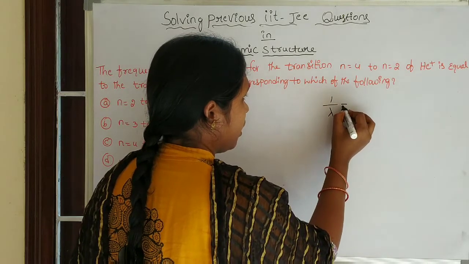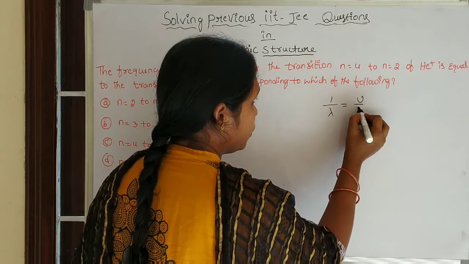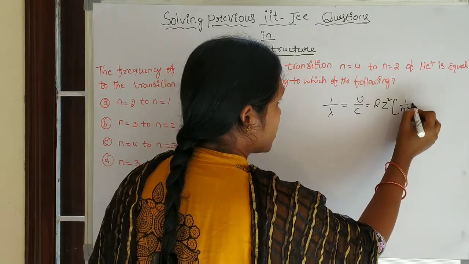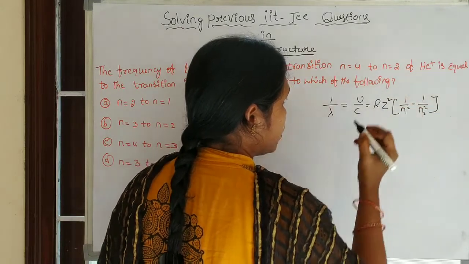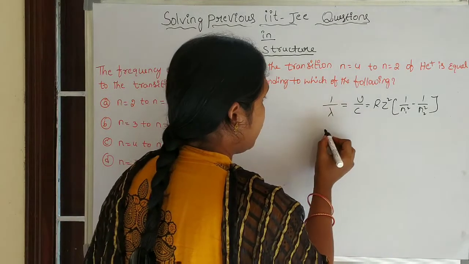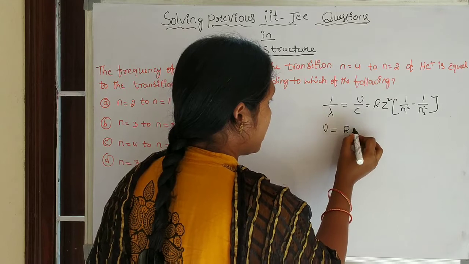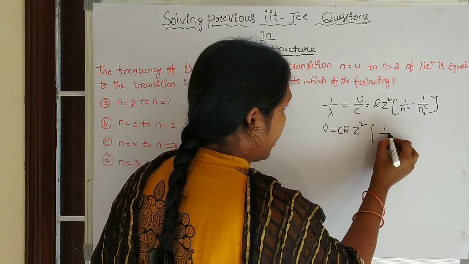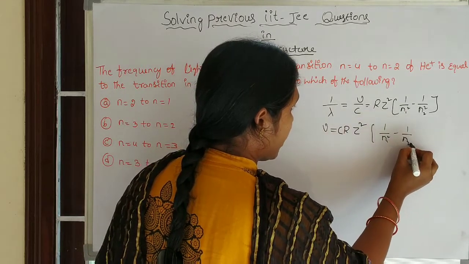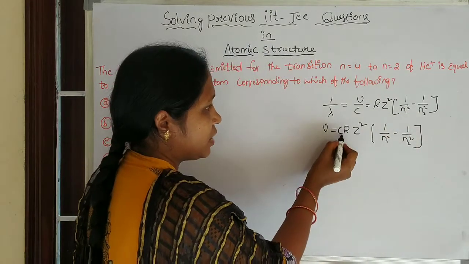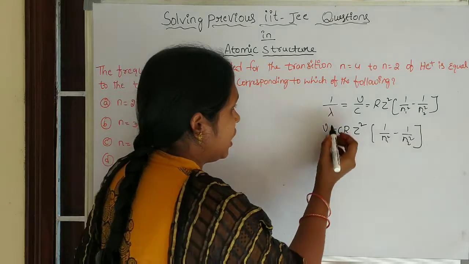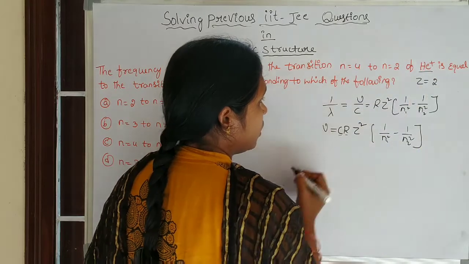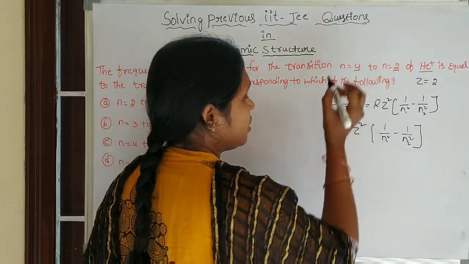According to the hydrogen spectra, all of you know 1 by lambda, that is nu by C, equals R Z square into 1 by n1 square minus 1 by n2 square. Here I want a frequency, so nu equals C R Z square into 1 by n1 square minus 1 by n2 square. Here C and R are both constants. He plus has atomic number 2, n1 is 2 and n2 is 4.